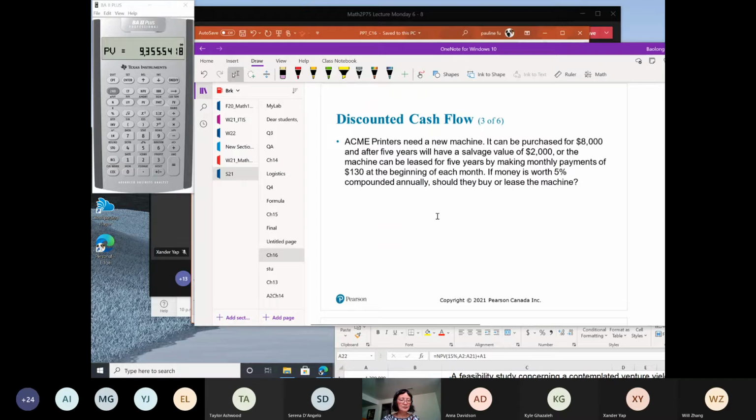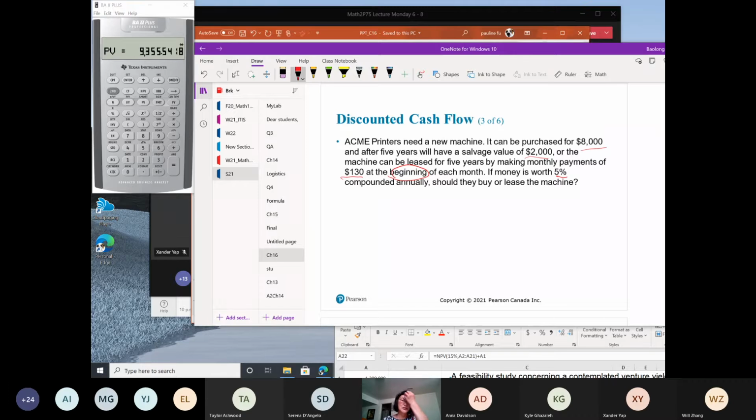Example, ACME printers need a new machine. It can be purchased for $8,000, and after 5 years we'll have a salvage value of $2,000. Or the machine can be leased for 5 years by making a monthly payment of $130 at the beginning of each month. If money is worth 5% compounded annually, should you buy or lease the machine?